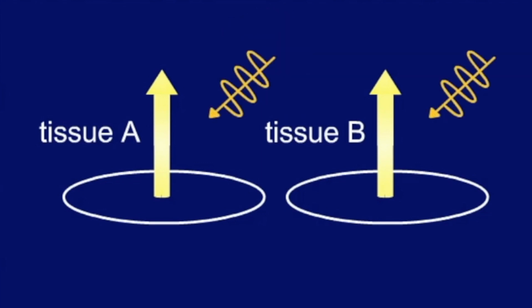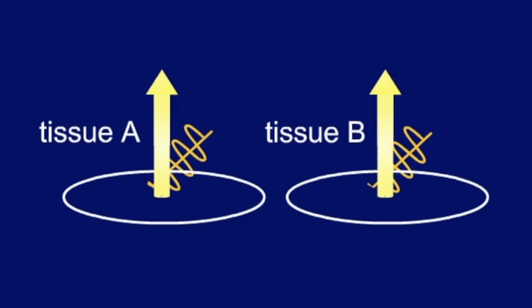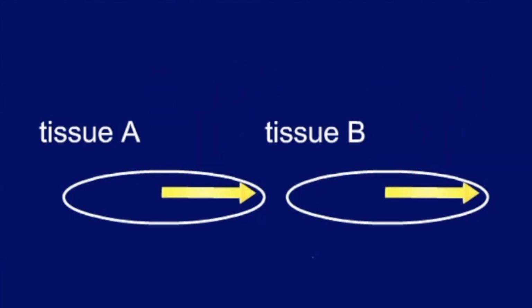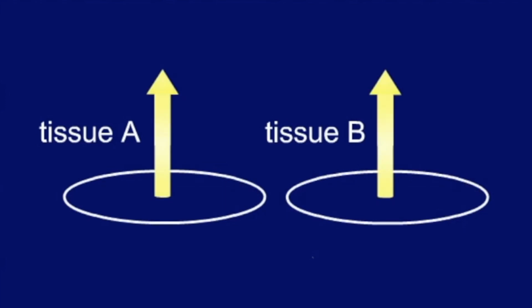Then we send in a second 90-degree pulse. What will happen? As after the time TR long, tissue A and tissue B have regained all of their longitudinal magnetization, the transversal magnetization after the second pulse will be the same for both tissues, as it was after the first RF pulse. Tissue A cannot be differentiated from tissue B. What if we do not wait so long from pulse to pulse? Let us see.